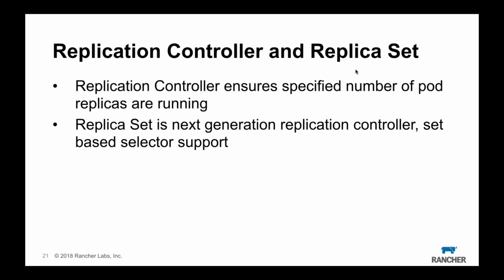Now, replication controller is something that ensures that a specified number of pod replicas are always running. So any controller in Kubernetes tries to make sure that whatever desired state you're giving for your resource is matched by the actual state. So this was the replication controller, which makes sure that you have a certain number of pod replicas up and running. Replica set is the next generation replication controller. So I think the only difference is the set-based selector support in it.